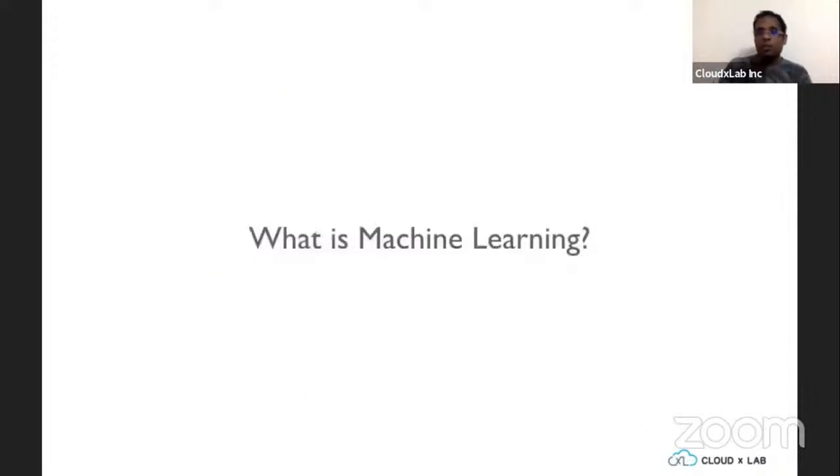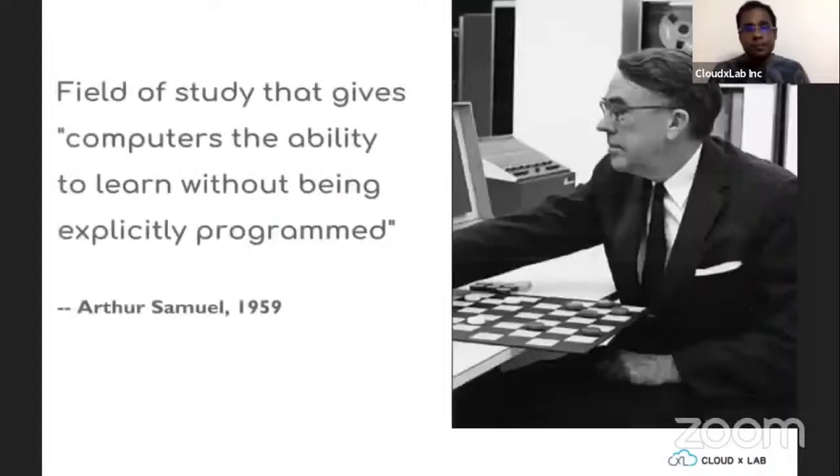Okay, now let's talk about what machine learning is first. Machine learning was called a field of study that gives computers the ability to learn without being explicitly programmed. This is a definition that came way back in 1959 by a guy called Arthur Samuel.